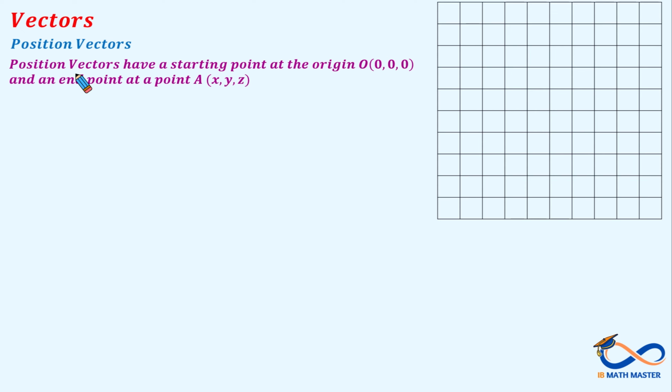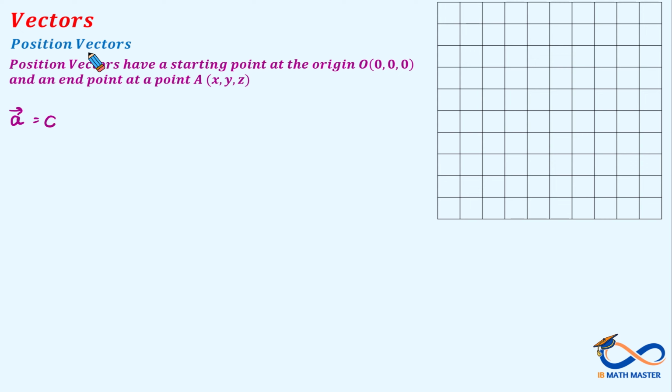Now let's move on to the idea of position vectors. First, what are position vectors? What makes them position vectors? They have a starting point at the origin 0, 0, 0 and an end point at any point A, x, y, z. It could be any point in the space. They are useful because they tell us the instantaneous position of any point with respect to a fixed point like the origin. So that's why we call them position vectors.